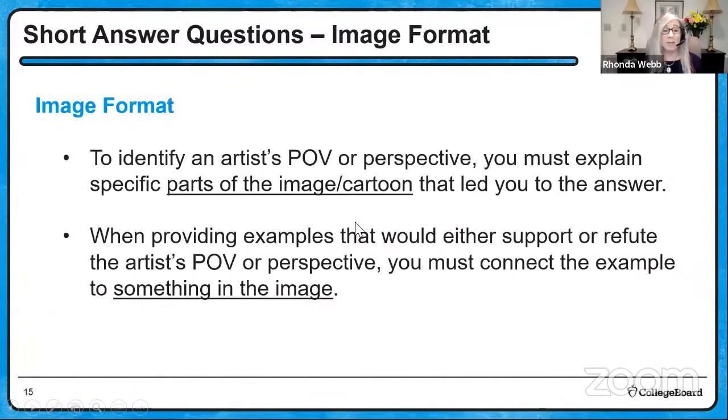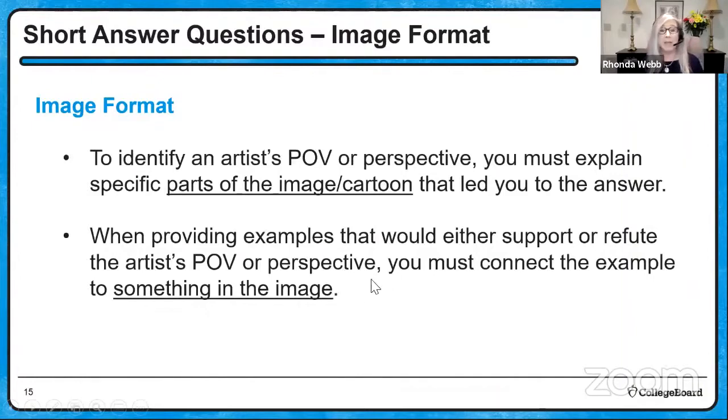When you're looking at an image, once again, make sure that you are very, very squarely answering the question and tying it to the image. If you look back at your answer to the SAQ and you've not made any reference to the image itself, you've probably not answered the question. And you'll see what I mean by that in just a second.